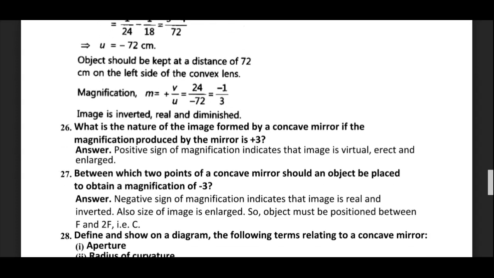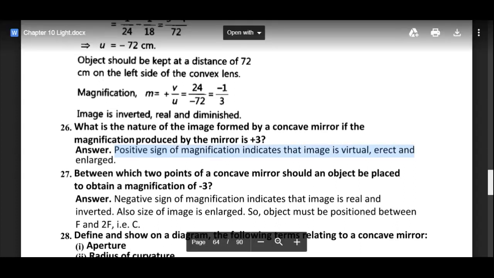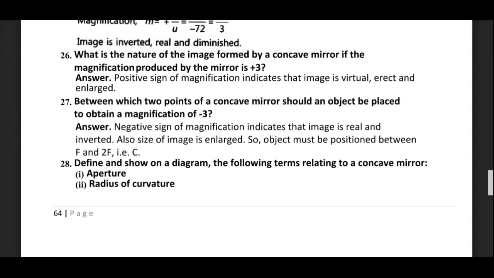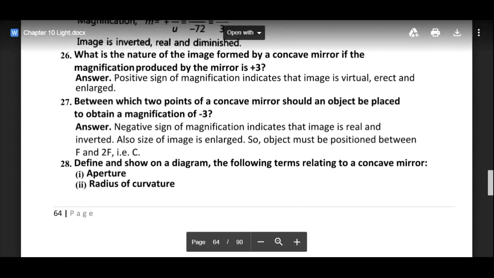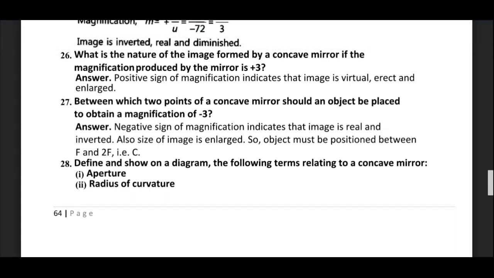What is the nature of the image formed by a concave mirror if the magnification produced by the mirror is plus 3? So positive sign of the magnification indicates that the image is virtual, erect, and enlarged. So virtual, erect and enlarged image, right? Between which points of a concave mirror should an object be placed to obtain magnification minus 3? So when will minus come? Negative sign indicates that image is real and inverted. So size of image is also enlarged. So object must be positioned between f and 2f. That's the case, right?